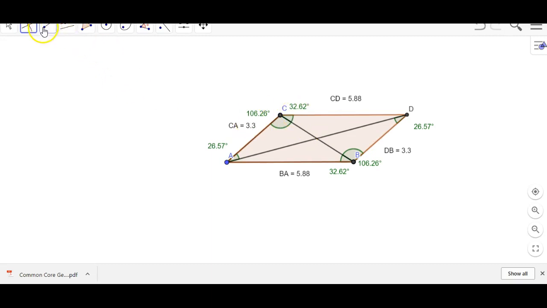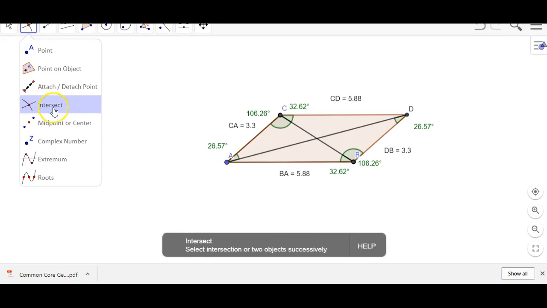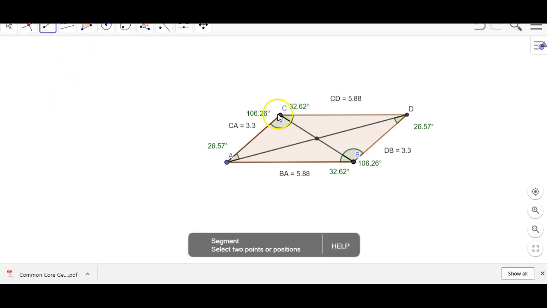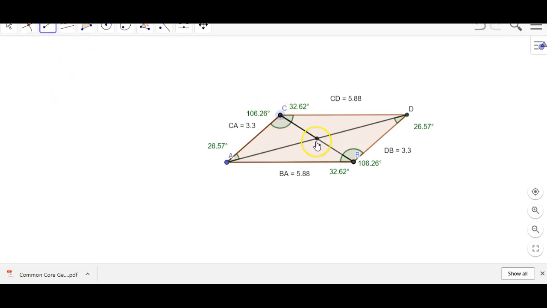I didn't do that very well. The intersection point of this diagonal and that diagonal. There it is. Okay, so I know these two triangles are congruent. Therefore, this segment from here to here must be congruent to this segment from here to here, and this segment from here to here must be congruent to this segment from here to here, and we're going to measure it and prove it. So here we go.